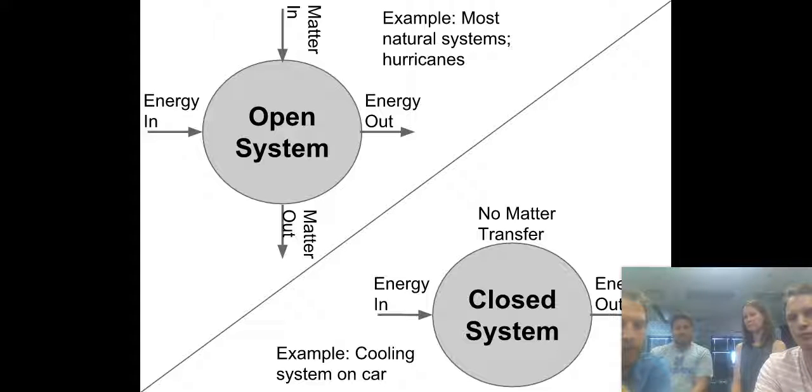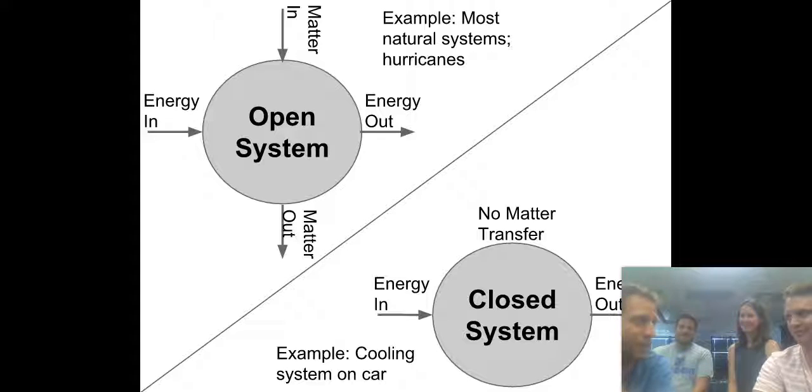Now the closed system, it's pretty rare. We don't see it too often in nature. So it's basically no matter is going in or out, and then energy can go in and energy can come out. So the classic example is a car radiator. Do you guys know how a car radiator works? I do not. Can you explain?